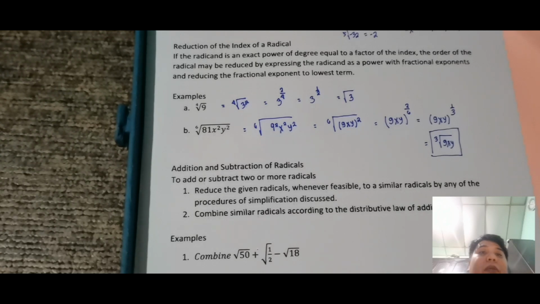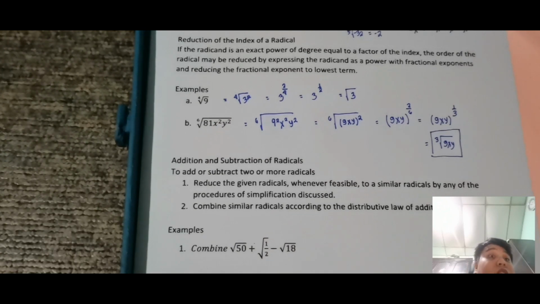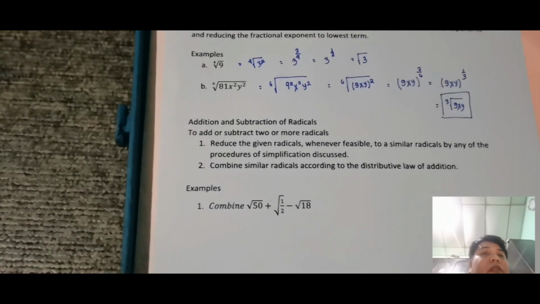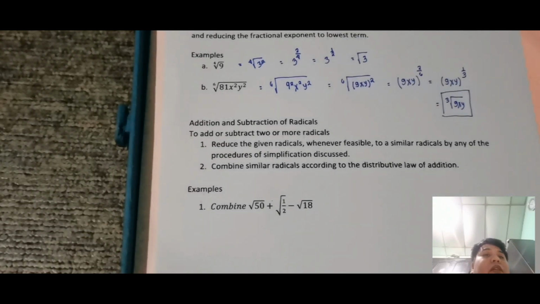So ngayon, pwede tayo mag-multiply, mag-subtract, and divide ng ating radicals. Pero for the meantime, unahin ko na si addition and subtraction. Okay, so sa next video na yung multiplication and division. So let's have addition. Addition and subtraction of radicals. To add or subtract two or more radicals, ganito lang siya simple. Reduce the given radicals whenever feasible. So whenever feasible.